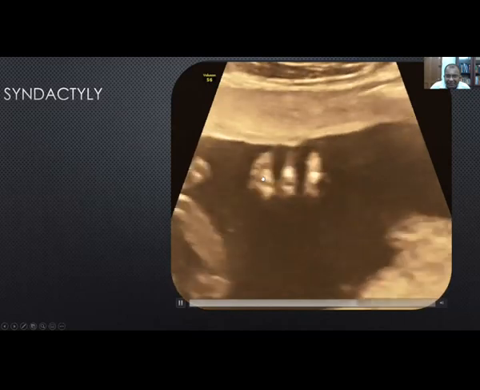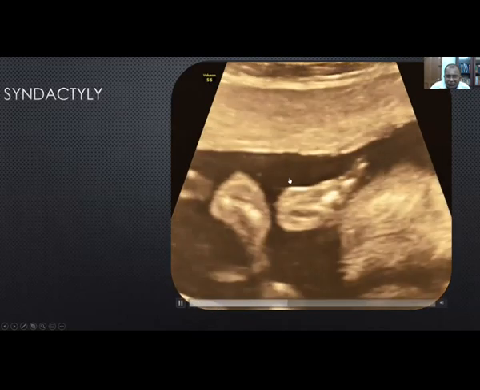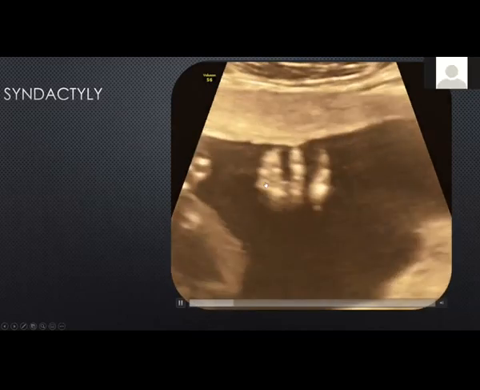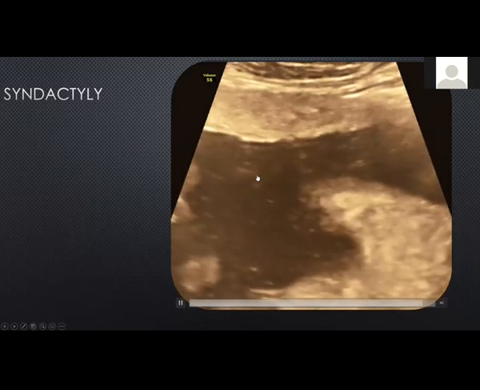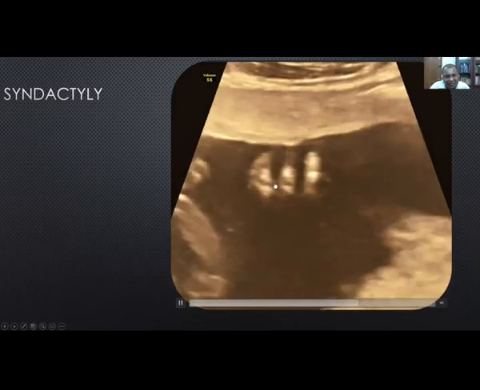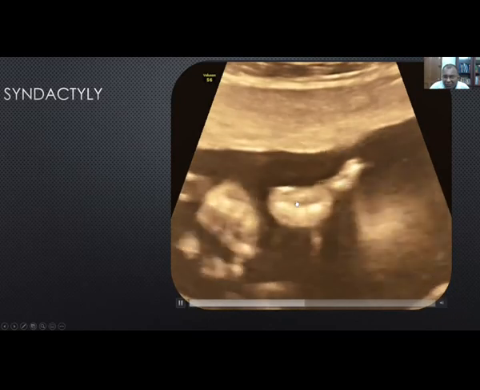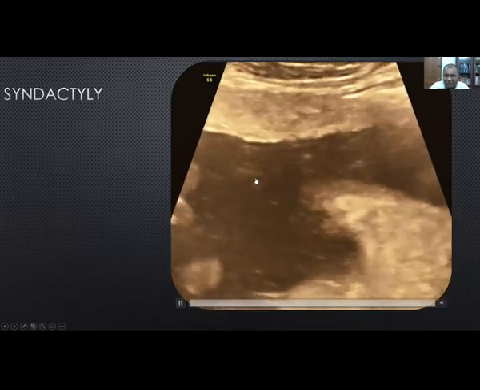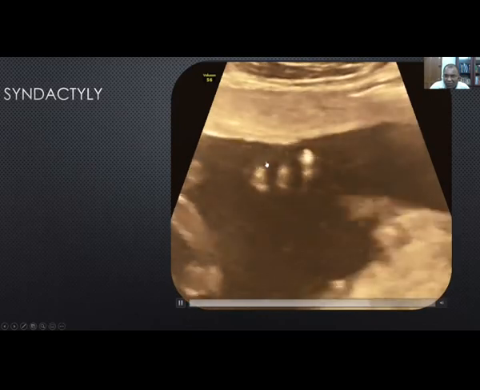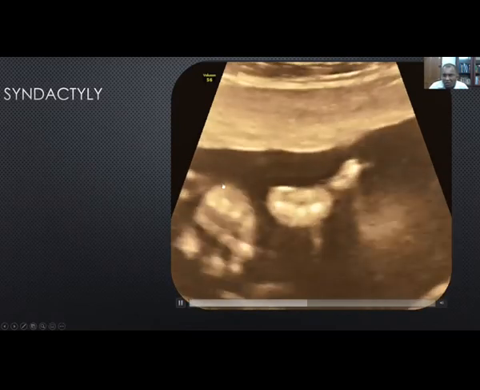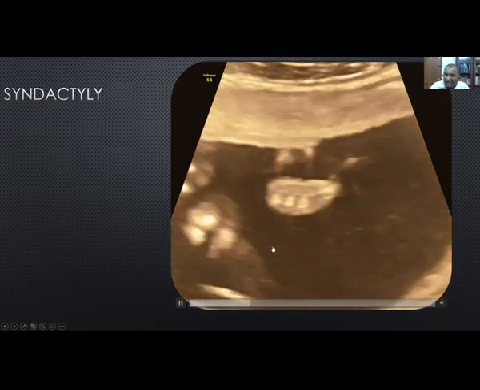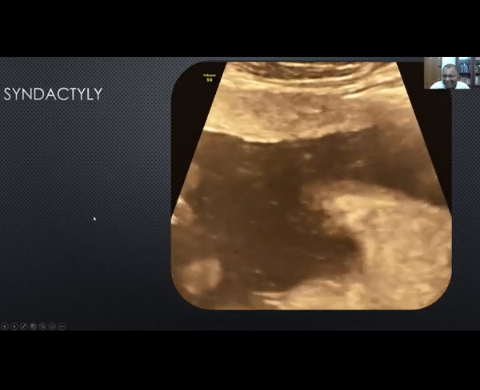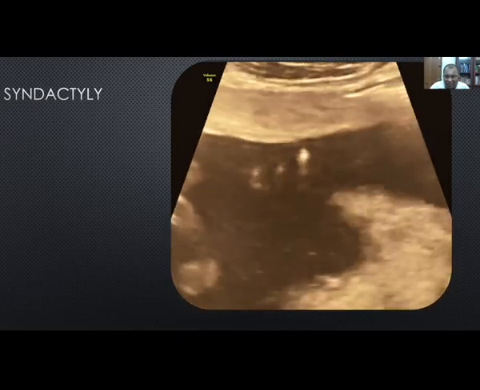Syndactyly, again, as you can see over here, fusion of the fingers. Again, same as polydactyly, familial is most common, syndromic association much less common, but we need to be aware. There is a syndromic association with syndactyly too, but usually if the rest of the fingers are normal and the rest of the fetal anatomy is normal, it's likely to be a sporadic occurrence or familial.